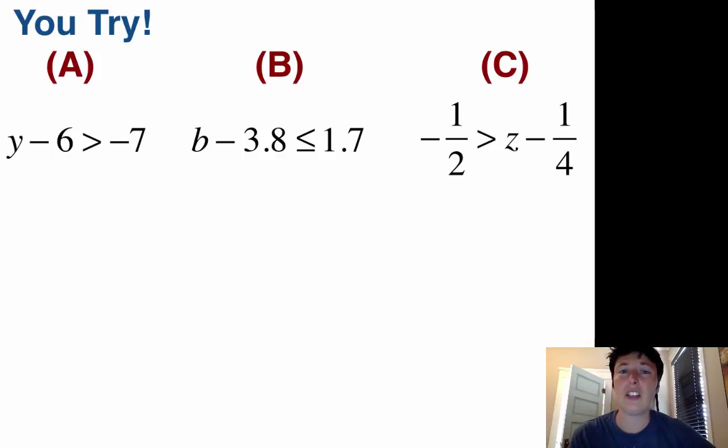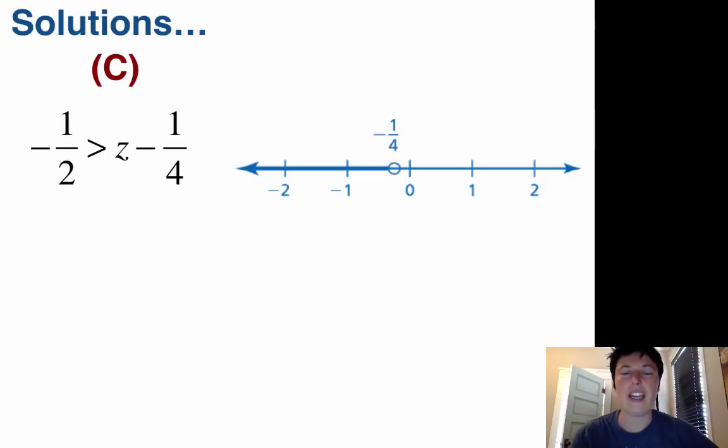Okay, let's check your answer. I hope you tried it. So, first off, this is what you should have got, z is less than negative 1/4. And it should be an empty hole and shaded to the left.